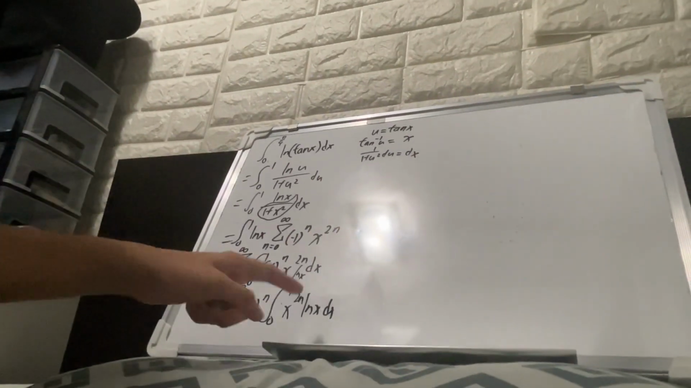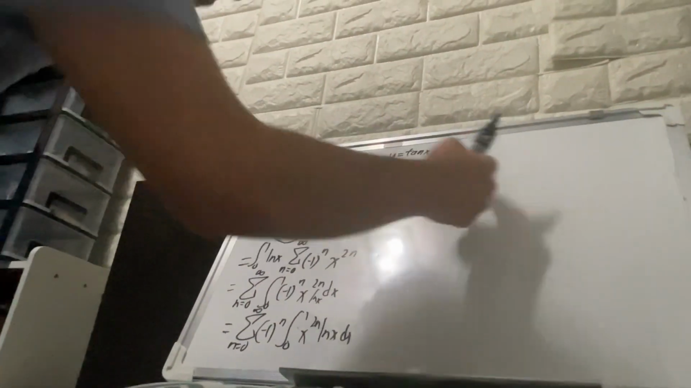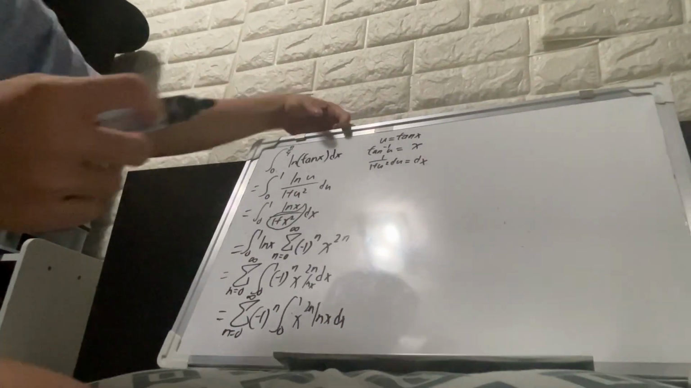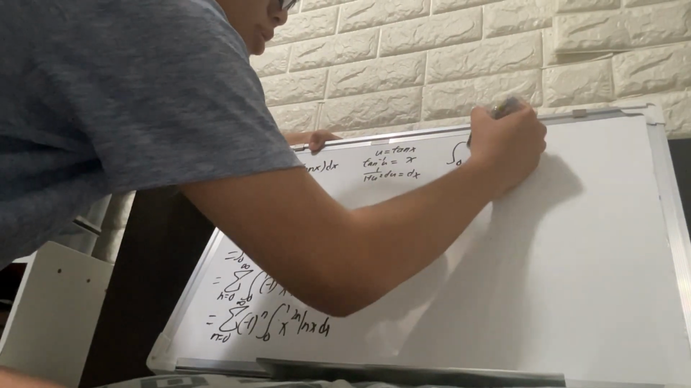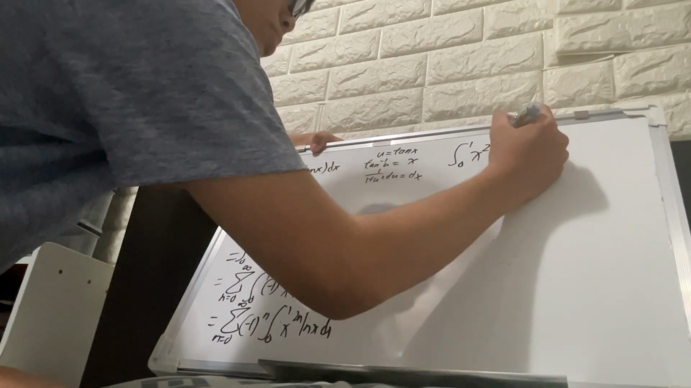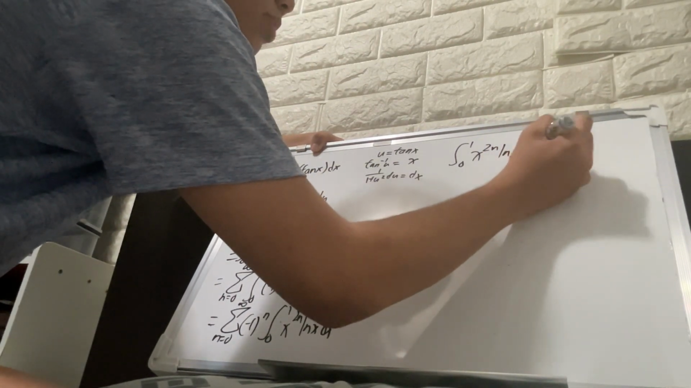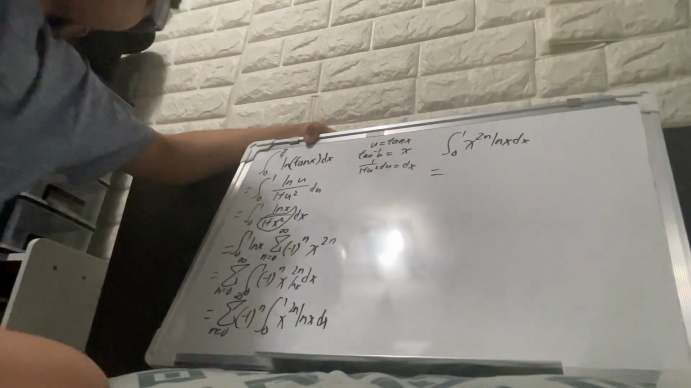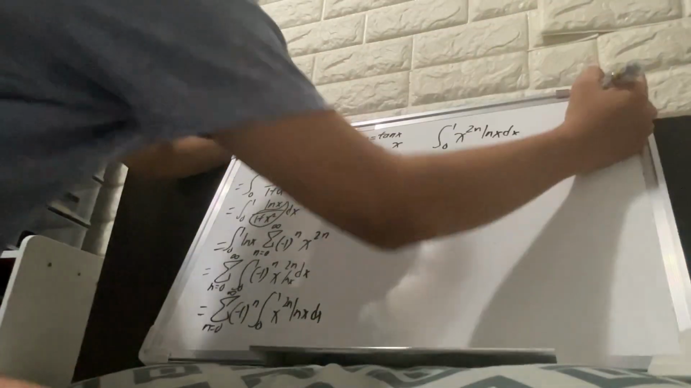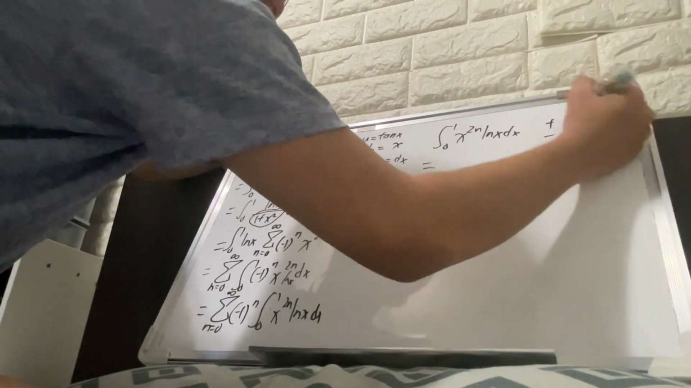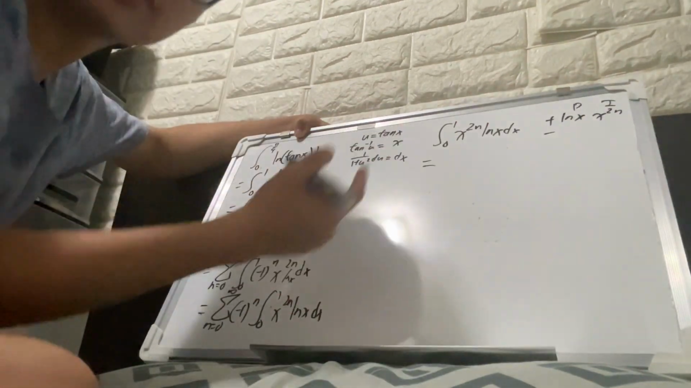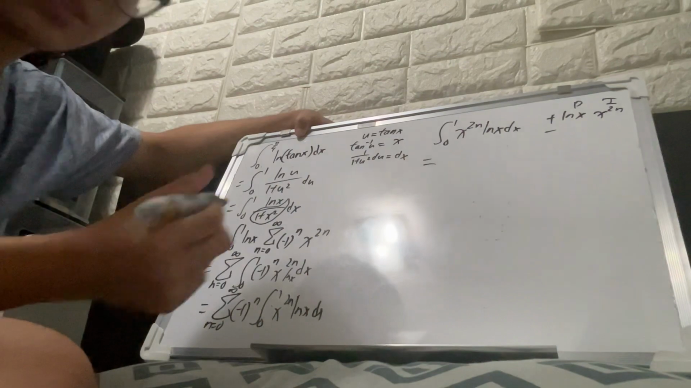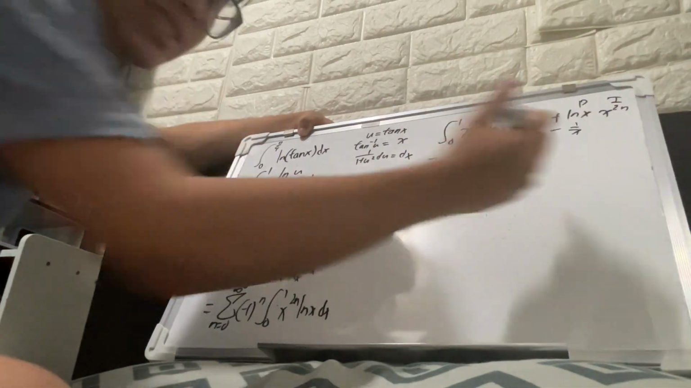So I would like to do this integral on here, since I don't have enough space for me to finish it on there. So x power of 2n times lnx. I would like to use integration by parts. So we're gonna differentiate lnx and then integrate x power of 2n. Differentiate lnx, you get what? 1 over x, right?